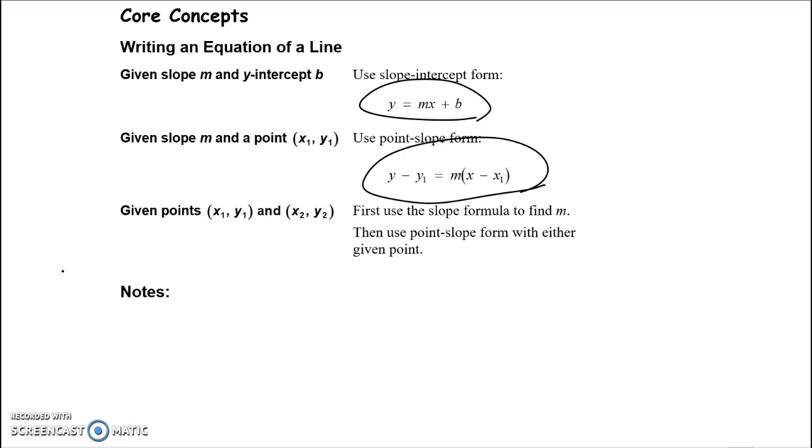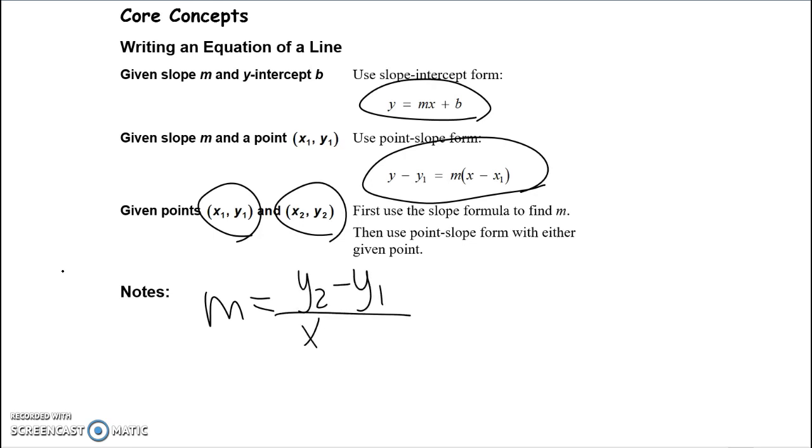In the notes, it says if you're given two points, this will be the most complicated one. You'll want to calculate m using y2 minus y1 over x2 minus x1. And then you'll want to pick a point and use point-slope form, and then you can solve it for y if you need to get slope-intercept form. So let's look at a quick example.